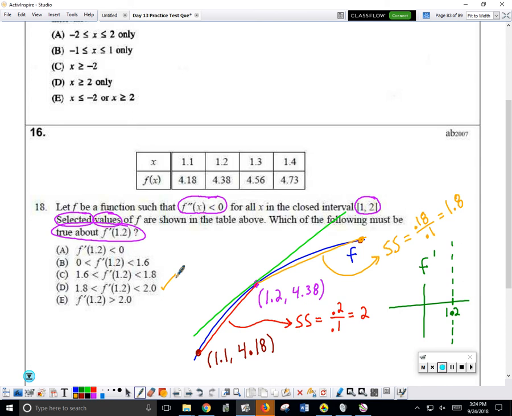Wait, so which point is the orange one? Oh, my bad. I was just doing the first 3 points in the table because I centered on this one, since they said what's true at f of 1.2. That was the first thing I noticed. The brown point down here is the one prior, and the orange point is the one up here. Okay, so this would have been 1.3, comma 4.56.